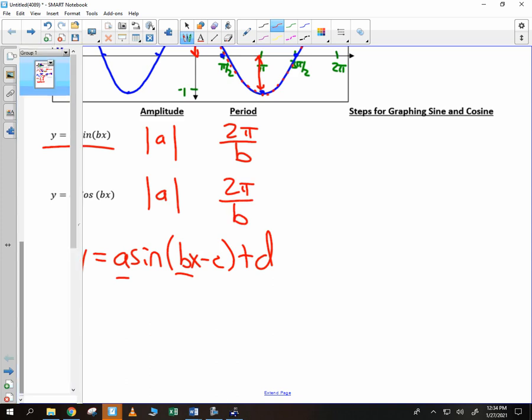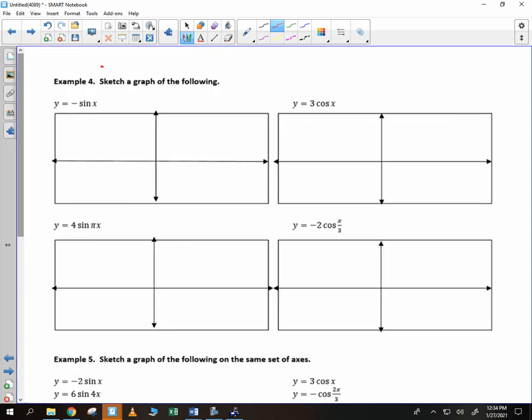We can spend a lot of time on this. We're going to show you the basics of graphing these things. And we're going to start with this guy, y = 3 cos(x). So the amplitude in this situation is equal to the absolute value of 3, which is 3.